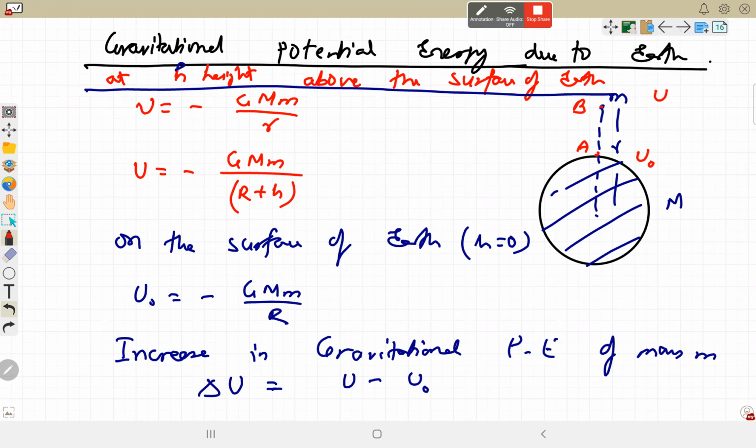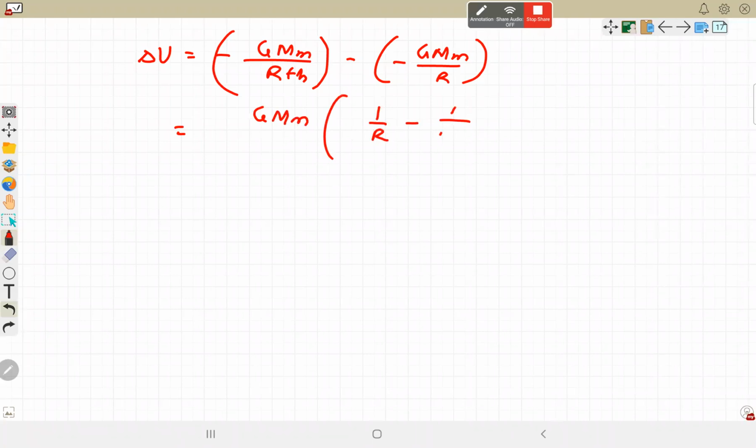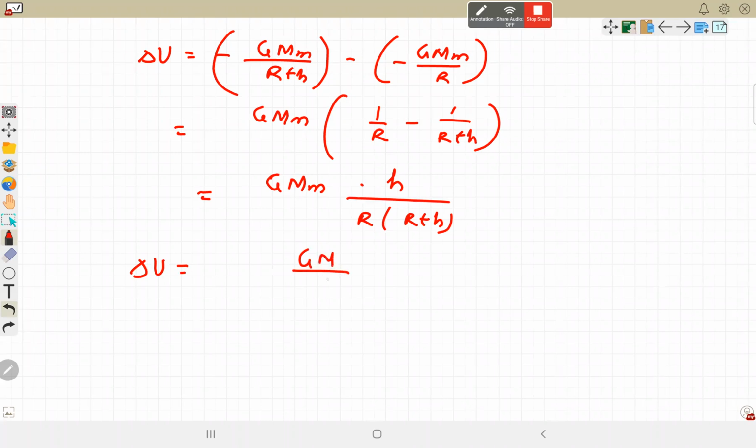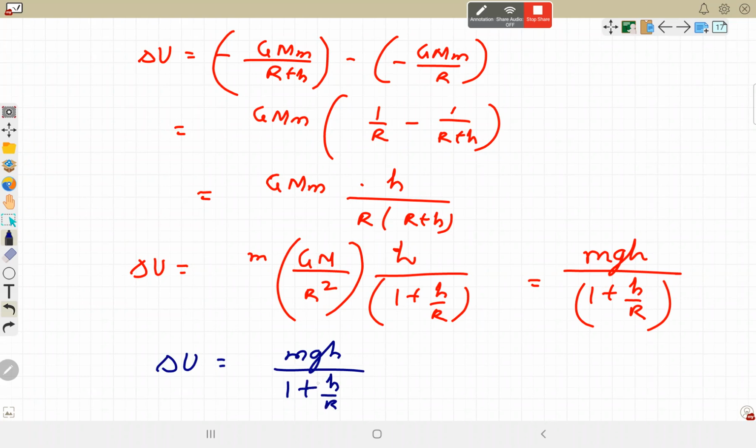So minus GMm by R plus h, minus of minus GMm by R. GMm common, 1 by R minus 1 by R plus h, is equal to GMm h divided by R into R plus h. Now one R was already there, and we take one R common from inside: m GM by R² into h divided by 1 plus h by R. GM by R² becomes small g, so we can directly use this formula. The increase in potential energy at height h above the surface is mgh divided by 1 plus h by R.